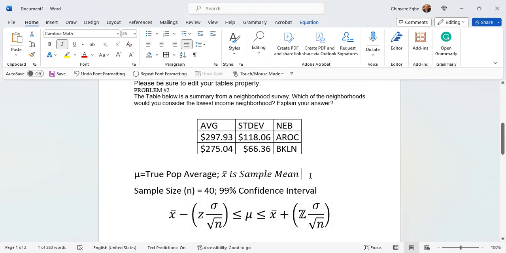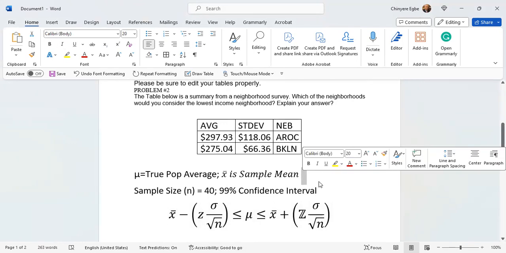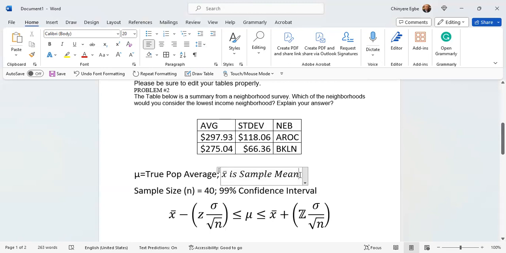Normal distribution. So I'm going to write that down. And I'm going to show you what the normal distribution looks like. We're going to use the normal distribution.